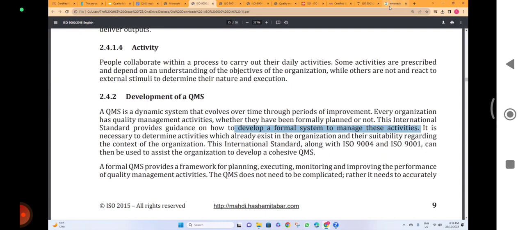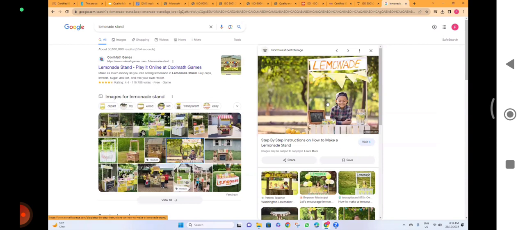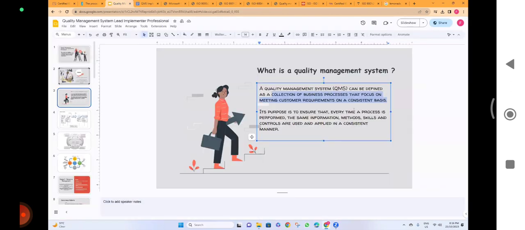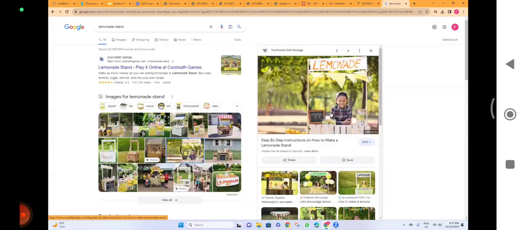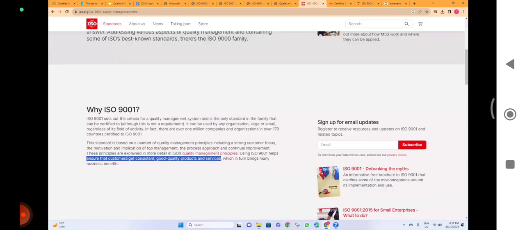What does it mean to formalize these quality management activities? Why do you need to do so? You need to formalize these quality management systems so that every time you serve a customer, the same information, same methods, same skills and controls are used and applied in a consistent manner, so that even if 10,000 people, 500 people come here, they are going to have the same quality, the same process that is going to be used to make a lemonade. Once that is done, that is going to ensure that the customers get consistent, good quality products and services, which in turn is going to bring business benefits.